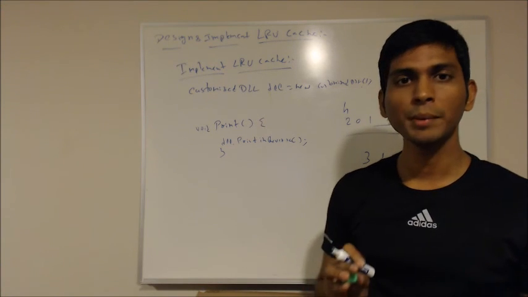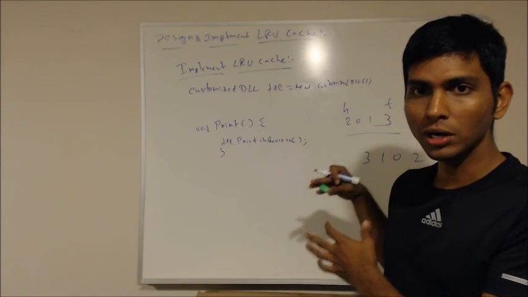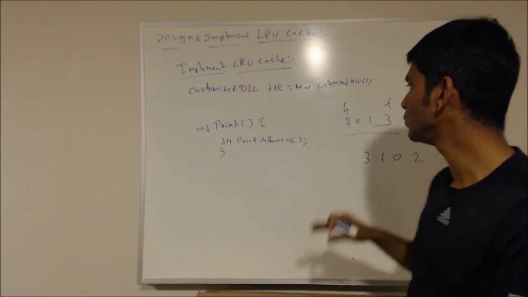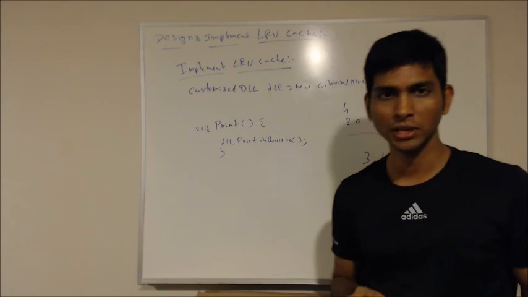Put and get are implemented in big O of 1, but print has to iterate through all elements of the cache, so it is big O of n, where n is the capacity of the cache.